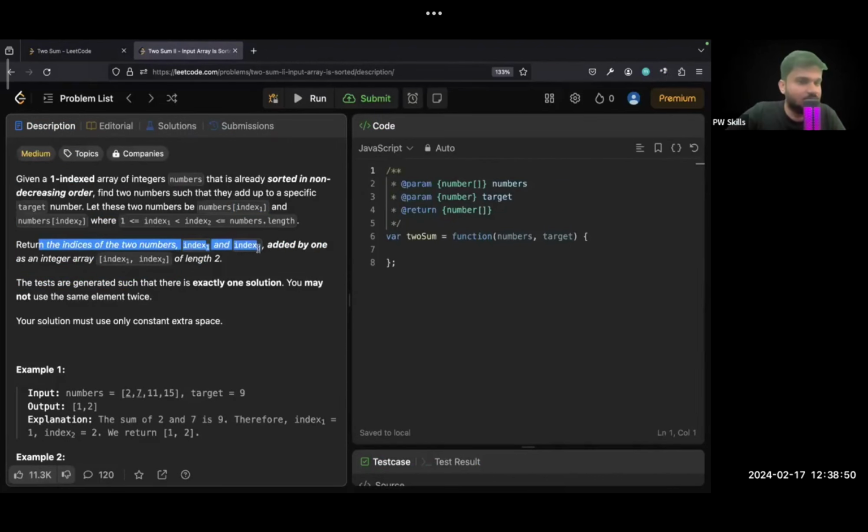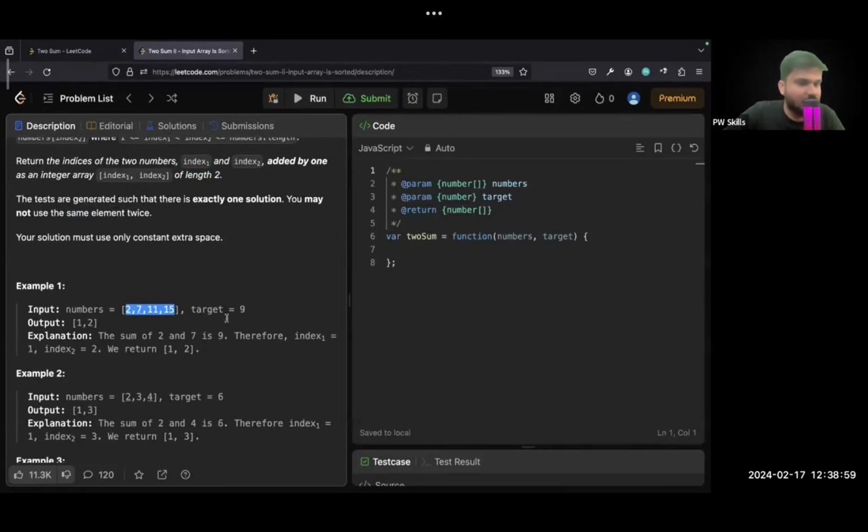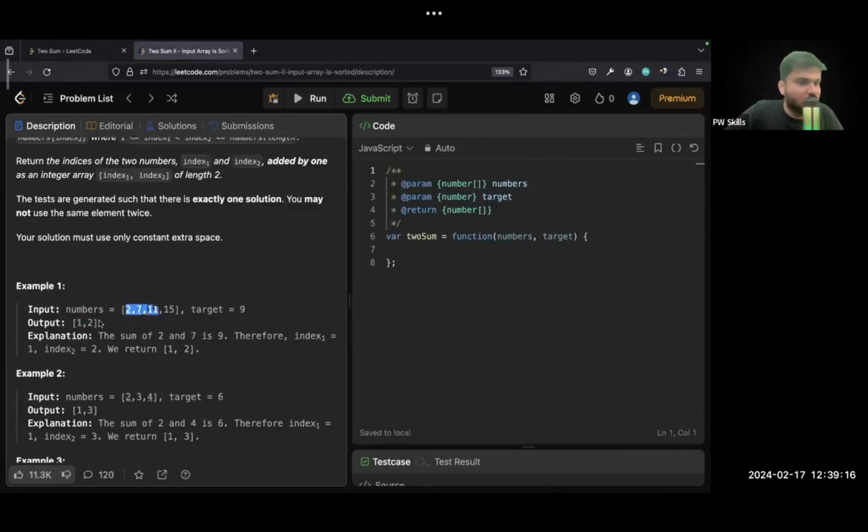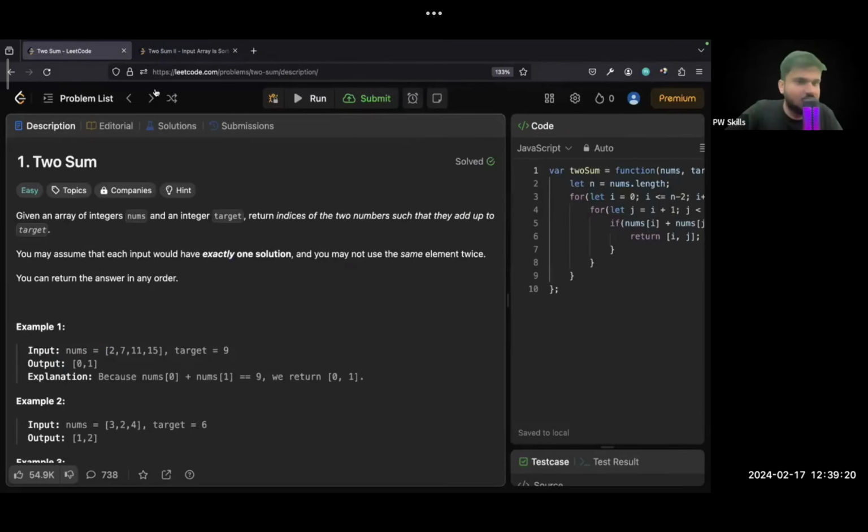So you need to return the indexes of the two numbers added by 1 as an integer array of length 2. Okay, for example, can you see the same input 2, 7, 11, 15? Target is 9. This time the answer is 1, 2. Why 1, 2? Because you have to assume one based indexing. So if the answer previously was 0, 1, why was it 0, 1? Because the counting started from 0, then 1, then 2. Here the counting is starting from 1, then 2, then 3. So whatever your answer is, just add plus 1 to it.